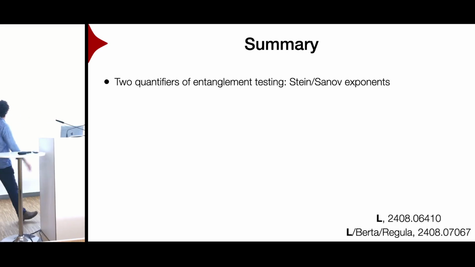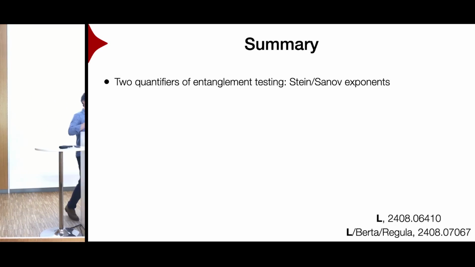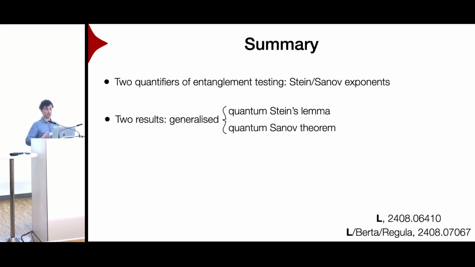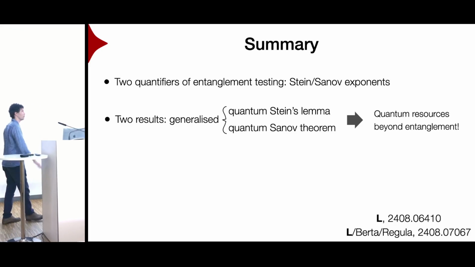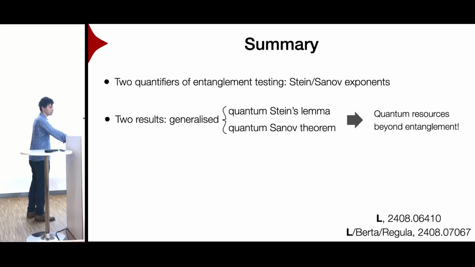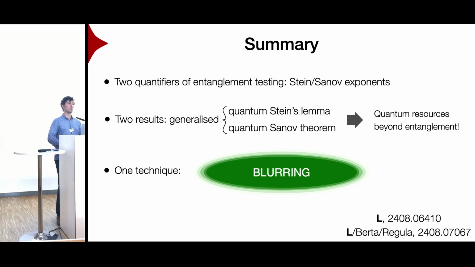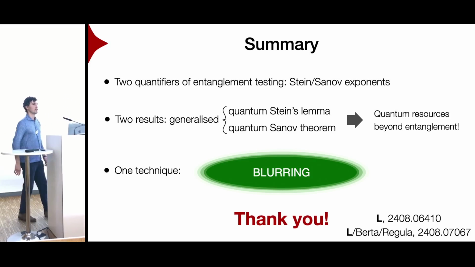Let's move on to the summary. Right, so if you want to quantify entanglement testing, you need two asymptotic exponents, which are called the Stein exponent and the Sanov exponent, and we have two results that characterize both of them, the quantum Stein's lemma and the quantum Sanov theorem, and they can be applied to quantum resources beyond entanglement. And the important point is that there is one technique that solves both, and this technique is this blurring procedure. And with that, I thank you very much.